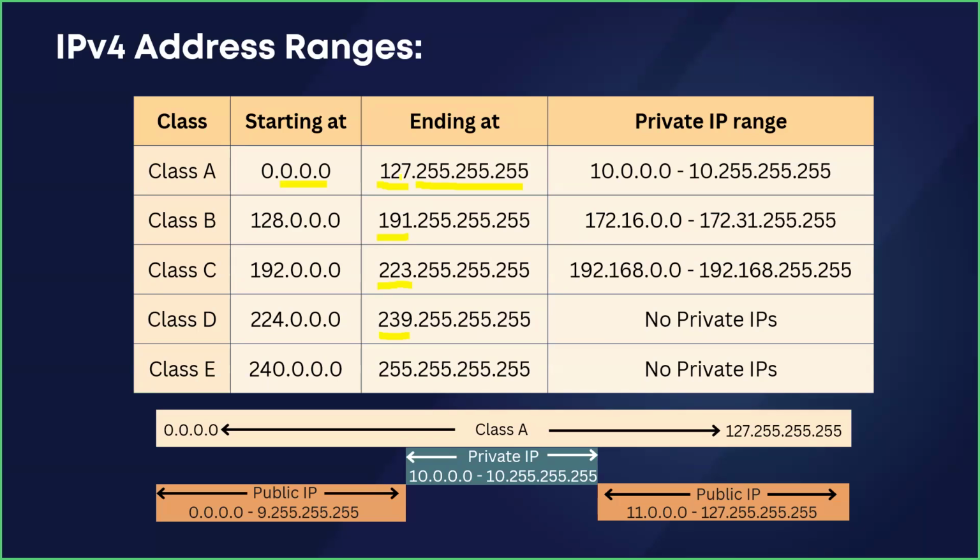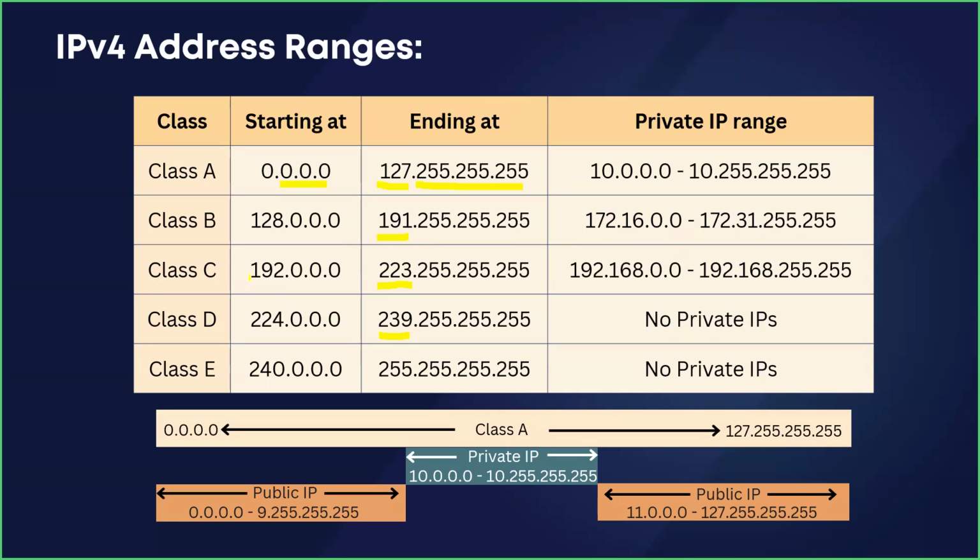Okay, right. So coming back to this, as mentioned, between 0 and 127, there's a small range from 10.0.0.0 all the way up to 10.255.255.255. Any IP within that entire range is a private IP, and any IP outside that range would be a public IP. Similarly, in class B, between 128 and 191, there's a small range 172.16.0.0 to 172.31.255.255. Any IP within this range is a private IP. Any IP outside that range is a public IP.